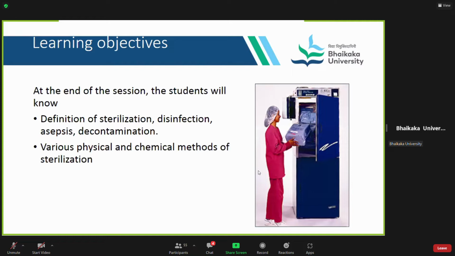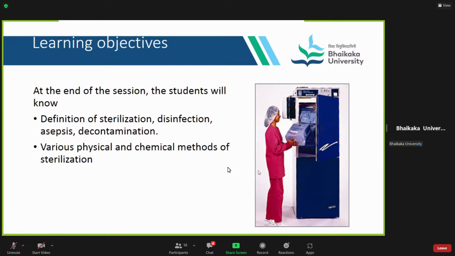You come across terms like sterilization, disinfection, antisepsis, asepsis, decontamination, cleaning. These are different terms which are used in patient care. So you, as a scientific person, you need to differentiate what exactly is the difference or similarity between these terms. And we will also talk about few physical methods of sterilization. Chemical methods, maybe you'll learn in the next class.